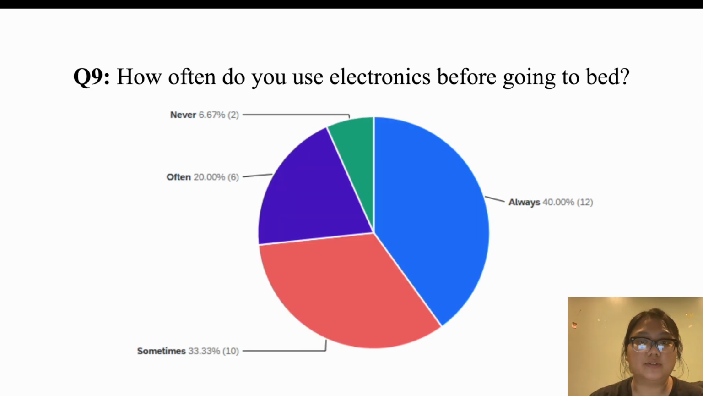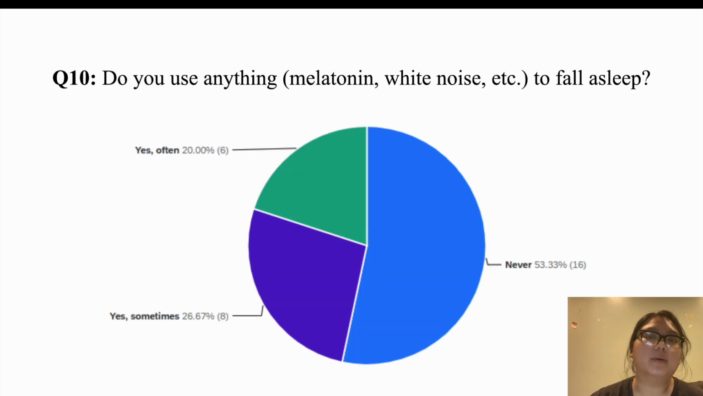How often do you use electronics before going to bed? 12 responded with always, 10 responded with sometimes, 6 responded with often, and 2 responded with never. Do you use anything, melatonin, white noise, etc., to fall asleep? 16 responded with never, 8 responded with yes sometimes, and 6 responded with yes often.